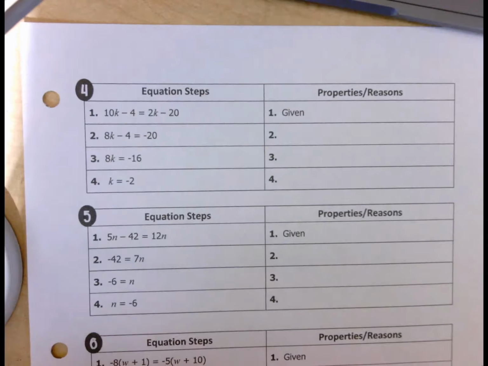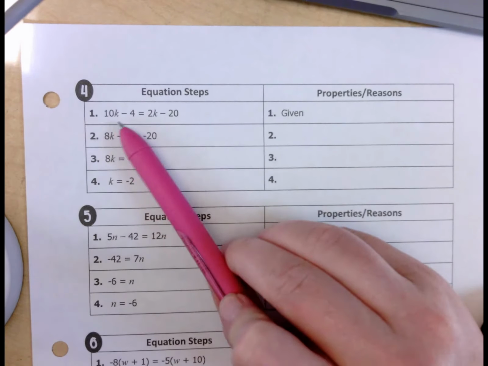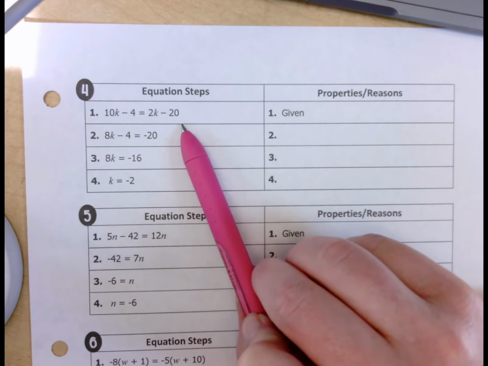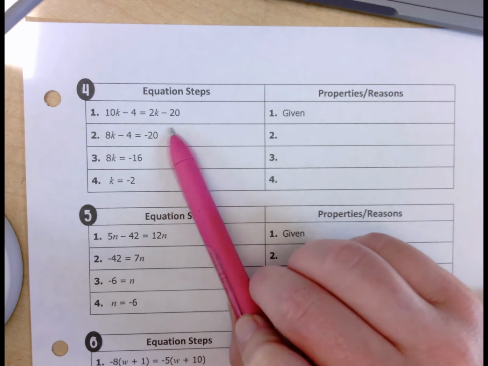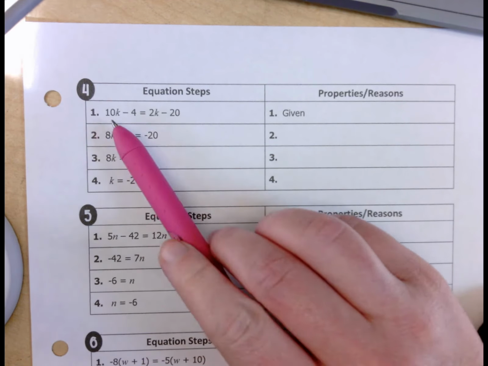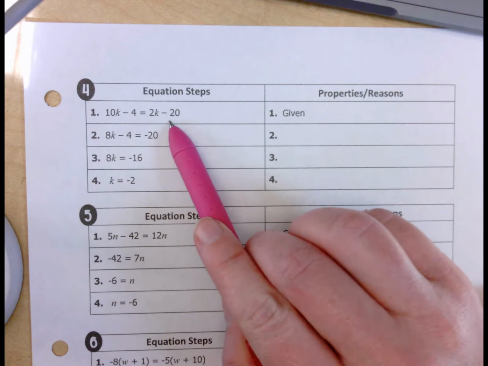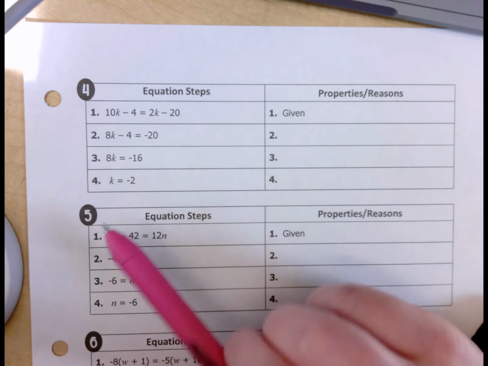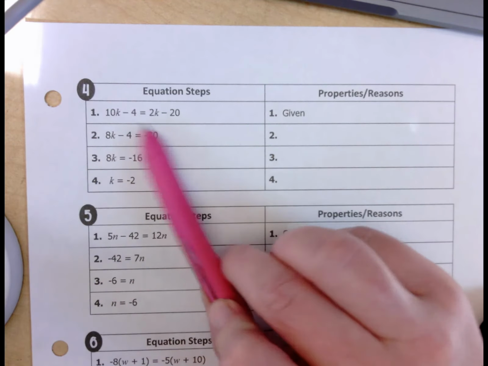So in number 4, here we have 10k minus 4 is equal to 2k minus 20. So remember the multi-step equation steps. First is to distribute. There's nothing here to distribute. Second step is to combine like terms, and there's nothing over here to combine. There's nothing over here to combine. But the third step is to move the variables to one side. So I do need to move the variables.